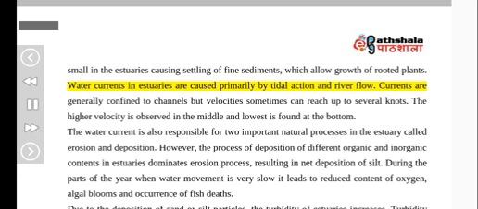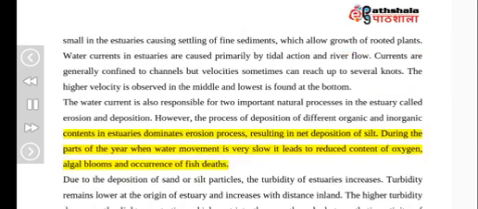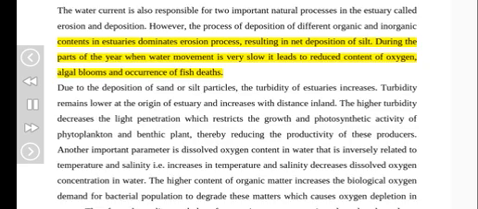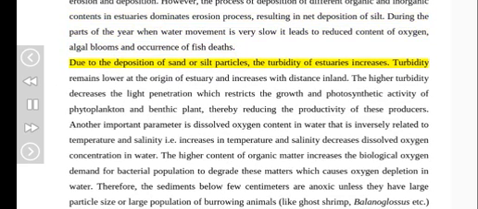The water current is also responsible for two important natural processes in the estuary called erosion and deposition. However, the process of deposition of different organic and inorganic contents in estuaries dominates erosion process, resulting in net deposition of silt. During the parts of the year when water movement is very slow, it leads to reduced content of oxygen, algal blooms and occurrence of fish deaths. Due to the deposition of sand or silt particles, the turbidity of estuaries increases. Turbidity remains lower at the origin of estuary and increases with distance inland.